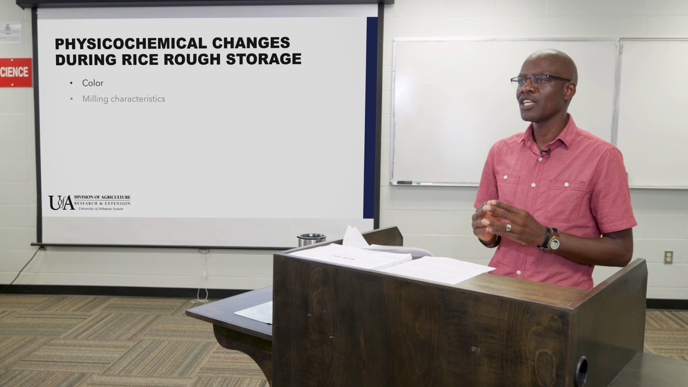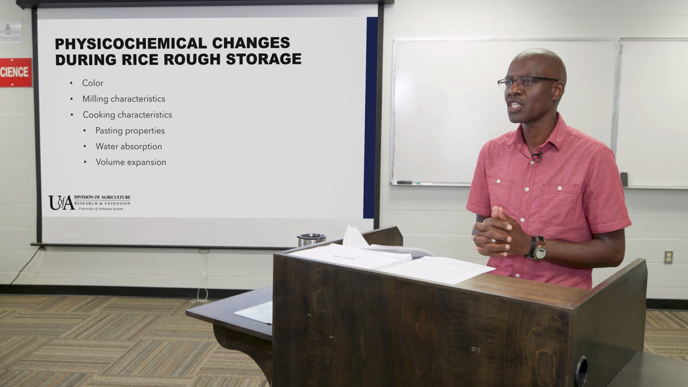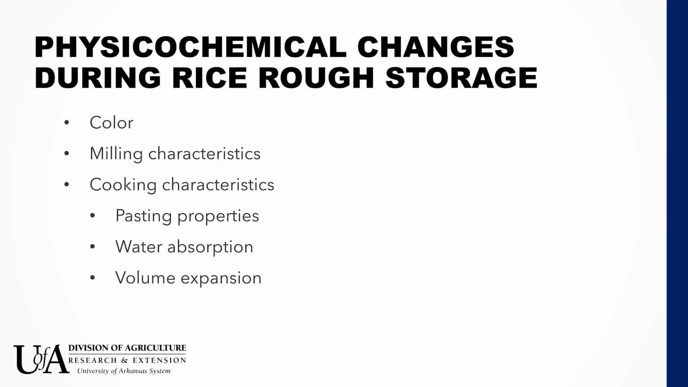When that rice is not properly stored, you will expect a lot of physicochemical changes to kick in, which could be very detrimental from an end-use functionality standpoint. Number one, the changes in rice color. There could be milling characteristics that could change. There could be cooking characteristics, which are very important for consumers as well as end-use processors.